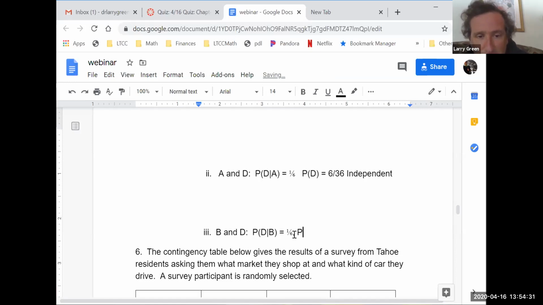On the other hand, the probability of D, well, we just did that. That was 6 over 36. So what can we say? Yeah, they're independent. Okay, so I figured I'd give you an example of a die roll because everyone should know what a die looks like.